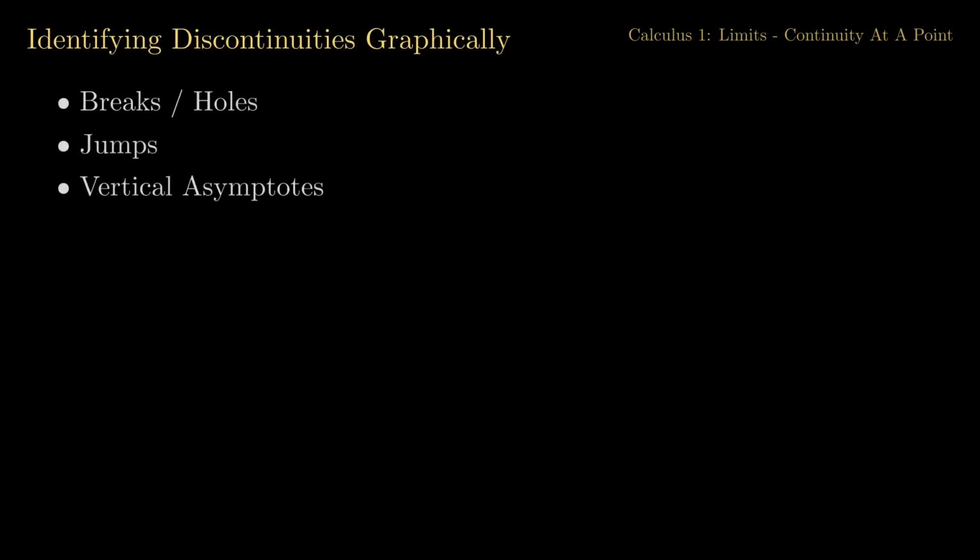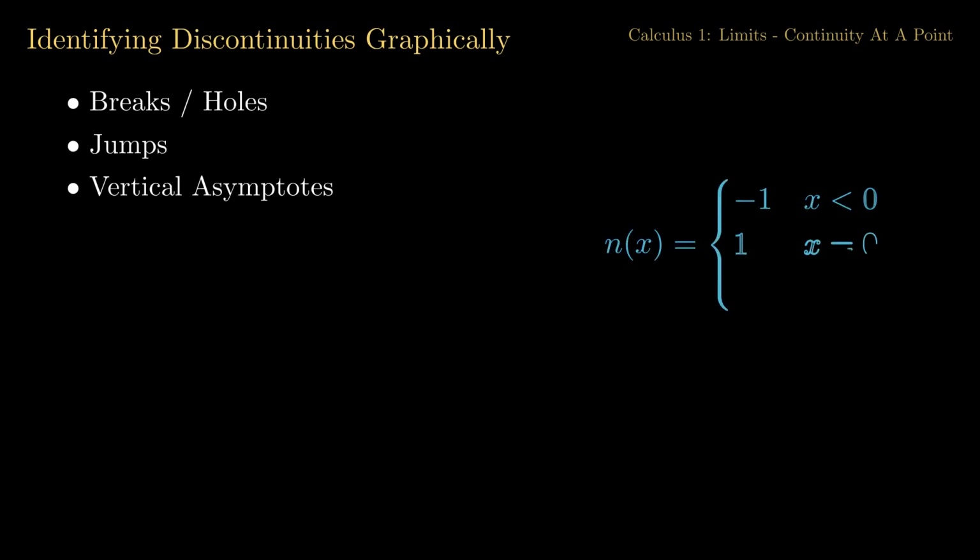Now let's move to identifying discontinuities graphically. Look for breaks, jumps, or asymptotic behavior in the graph. Assess the value at the point compared to nearby points. Consider the piecewise function n of x equals negative 1 if x is less than 0, 1 if x equals 0, and 2 if x is greater than 0.